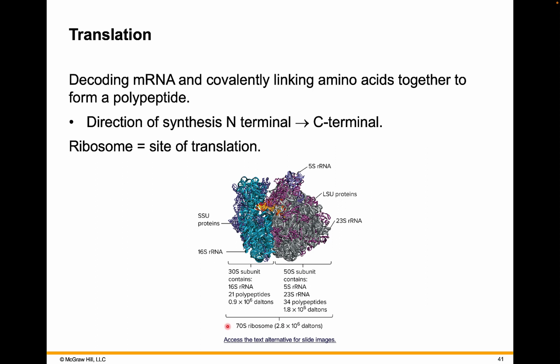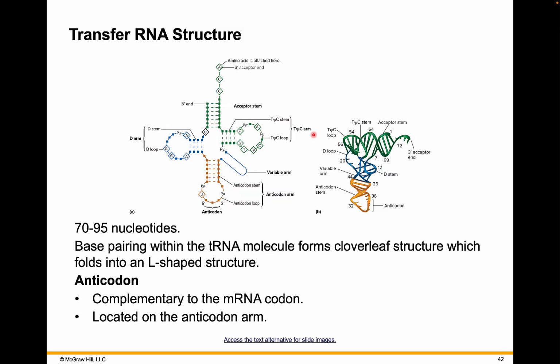This is your bacterial ribosome, which is different from the eukaryotic ribosome, and is 2.8 times 10 to the power 6 Daltons. So 2.8 megadalton is the molecular weight of the entire structure. So here you can see right here, the ribosome is basically the translation machinery, and the direction is N to C terminal.